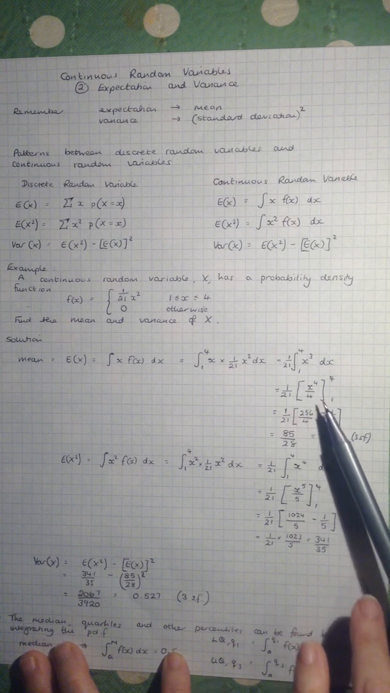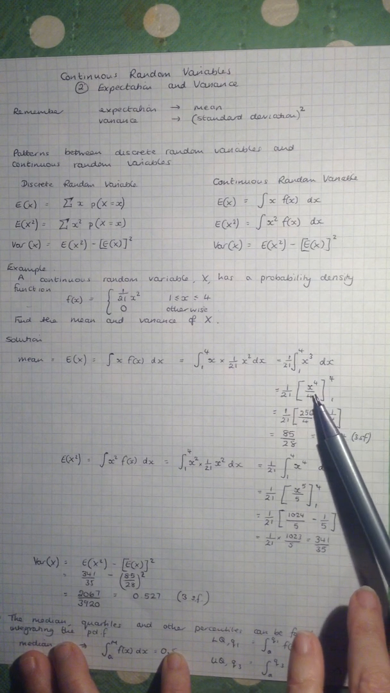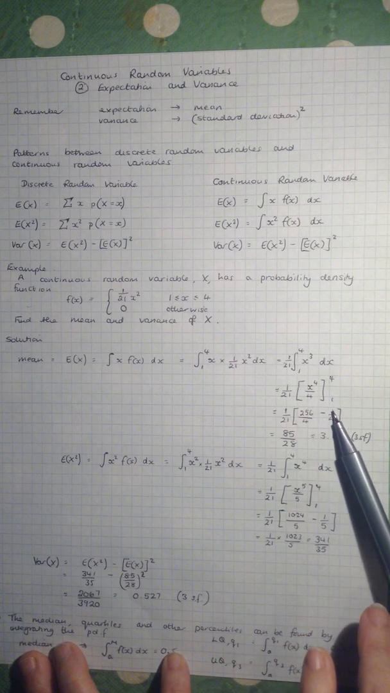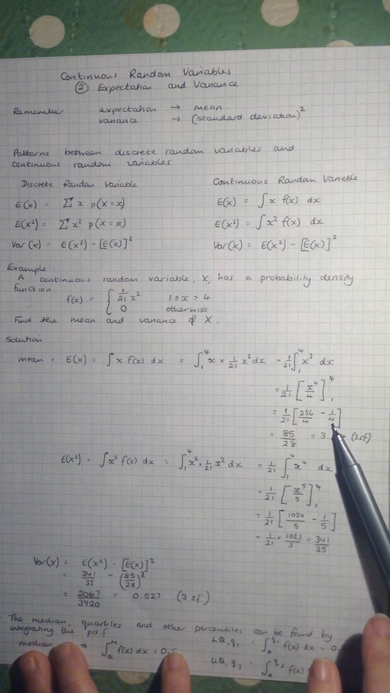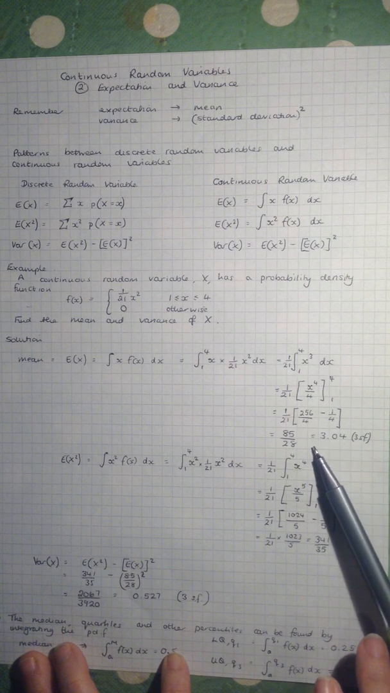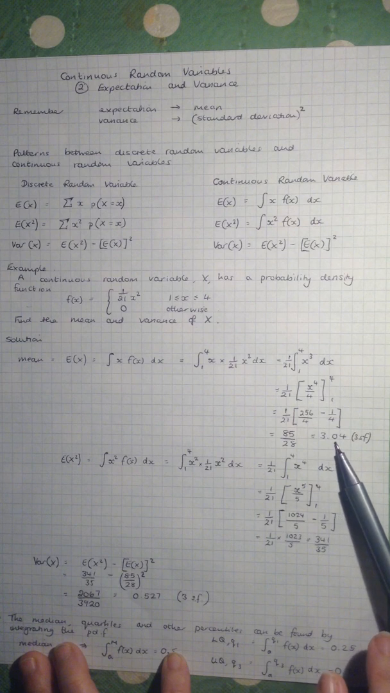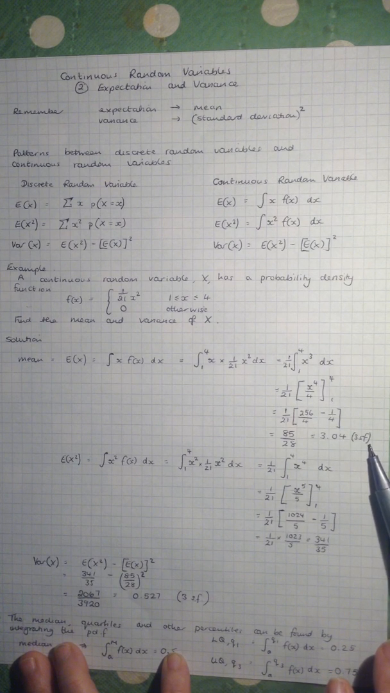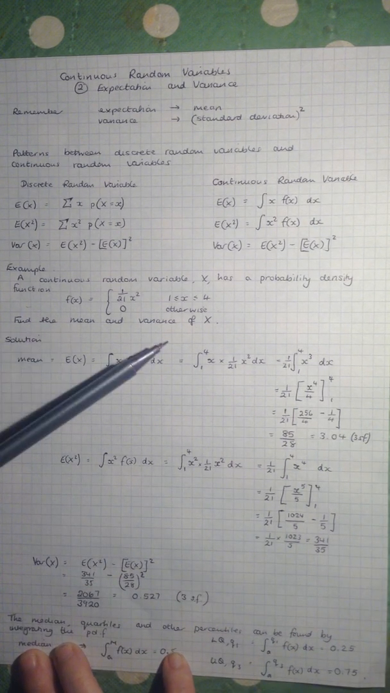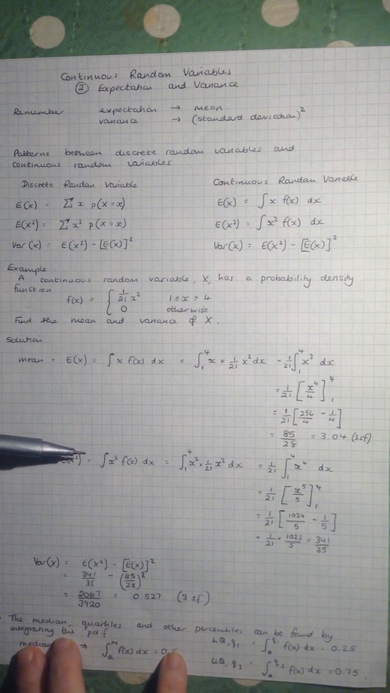Substituting in those limits, we get 256 over 4 when we substitute in 4, and then minus 1 over 4 when we substitute the 1. Simplifying, we get 85 over 28. So the mean, or E(X), is 3.04 to 3 significant figures. We want the mean and the variance, so we also have to find E(X squared) first.